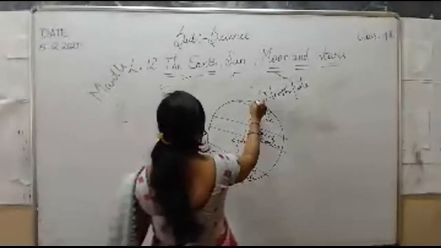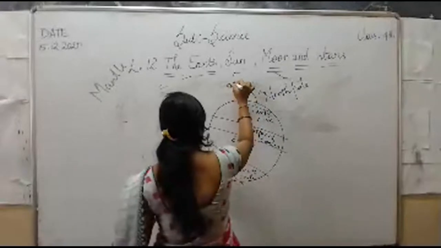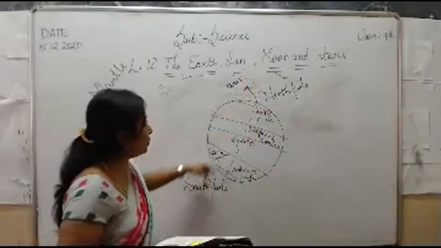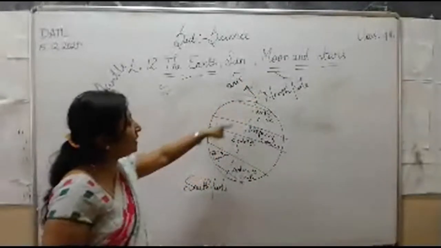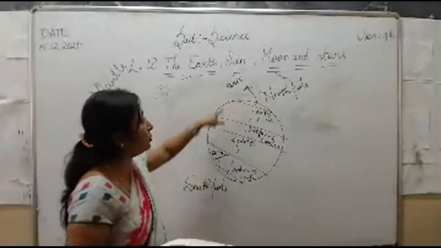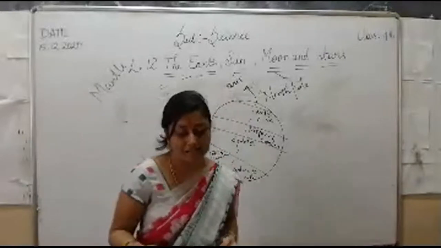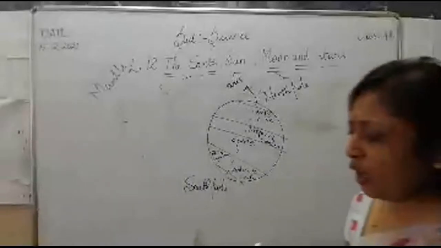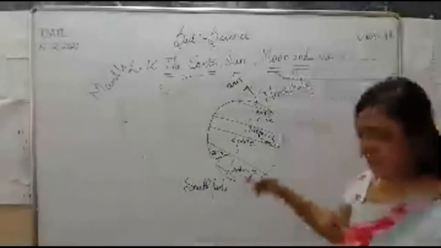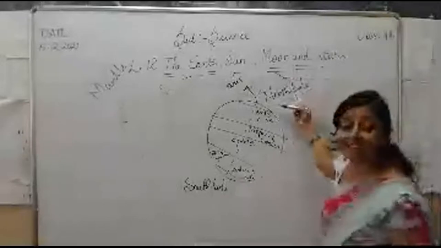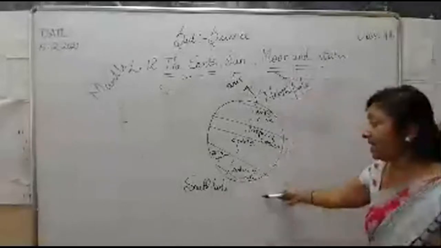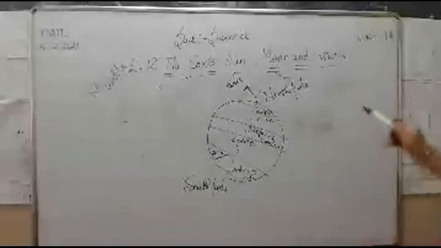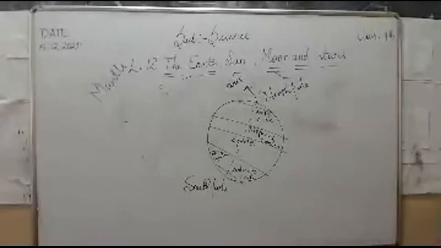Okay, it is an axis. We are having the North Pole and South Pole, and the line which is covering from the end of the North Pole to the South Pole is called the axis. One end of the axis is named the North Pole and another end is named the South Pole.